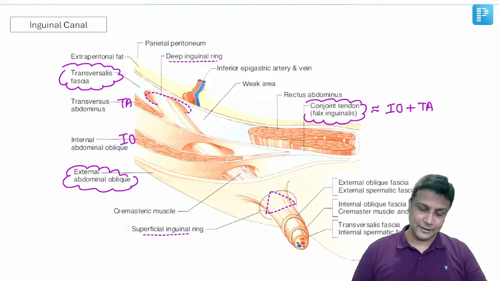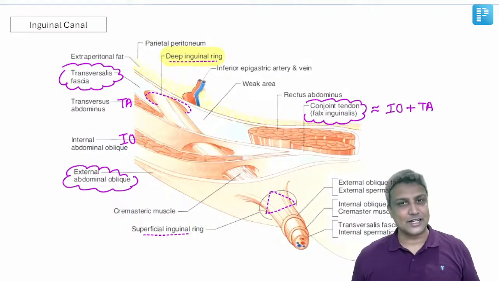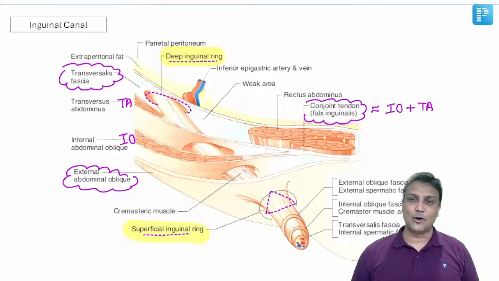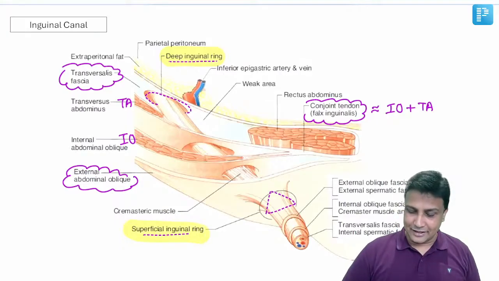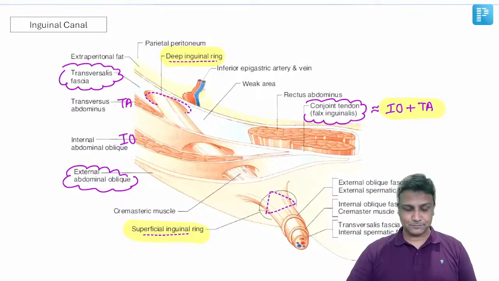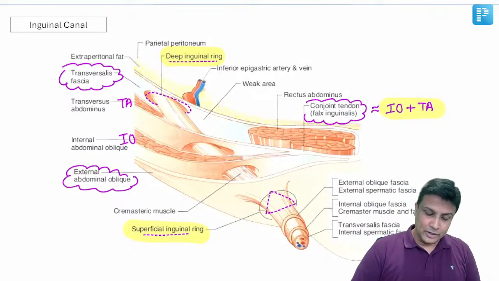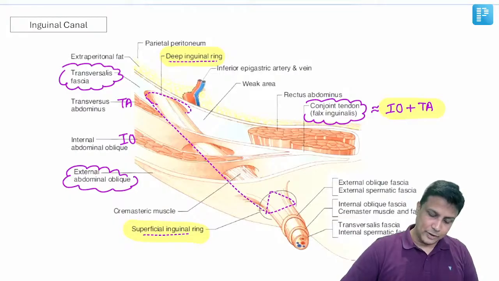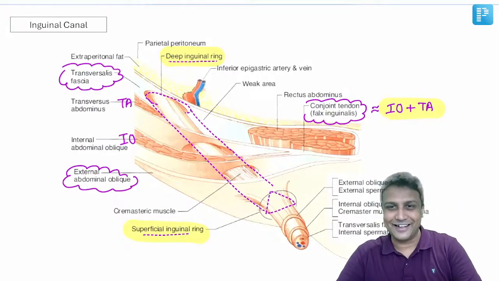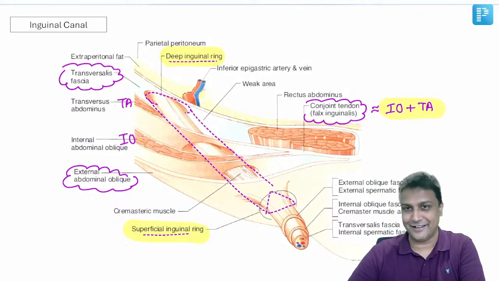Let us repeat that again. Come on. Deep inguinal ring is present in which layer? Transversalis fascia. The superficial inguinal ring is present in which layer? External oblique. And then the conjoint tendon is formed by dash and dash, that is internal oblique as well as transversus abdominis. Now join the deep inguinal ring with the superficial inguinal ring here, and together they are going to form a canal. That canal is nothing but your inguinal canal.